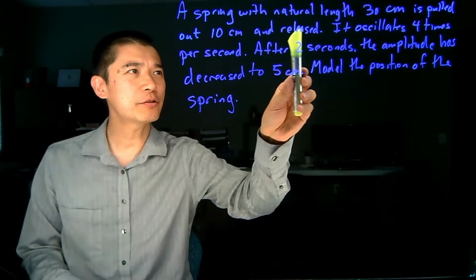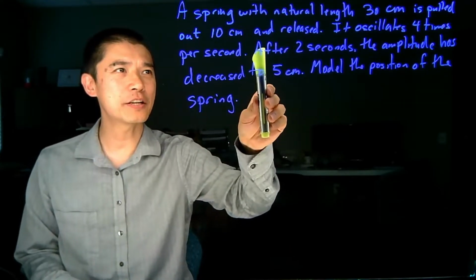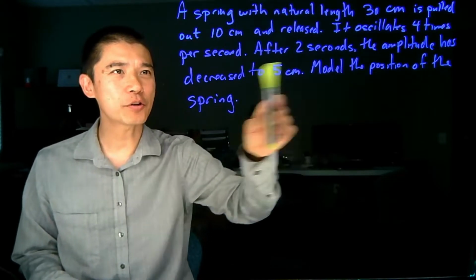A spring with natural length 30 centimeters is pulled out 10 centimeters and released. It oscillates 4 times each second.